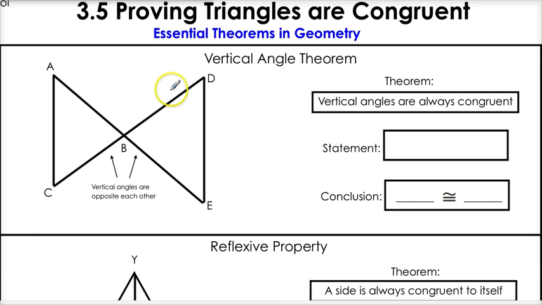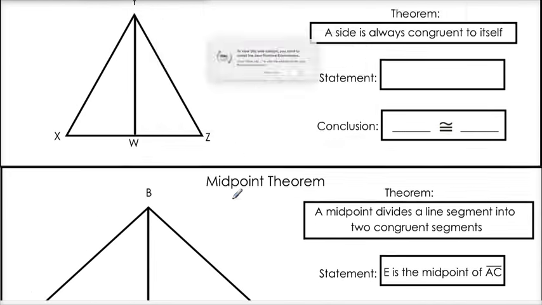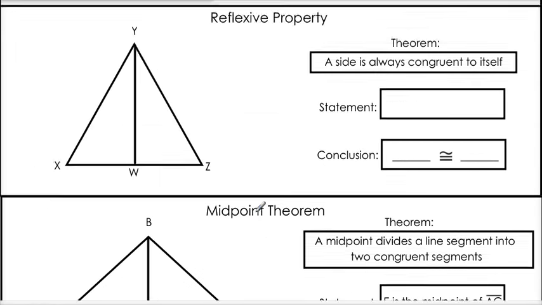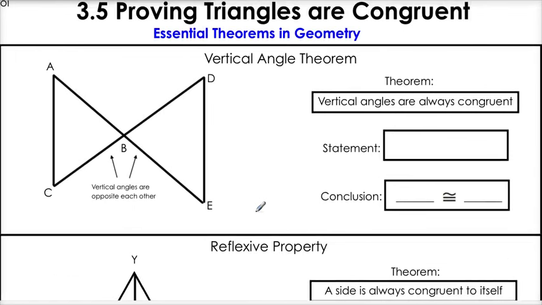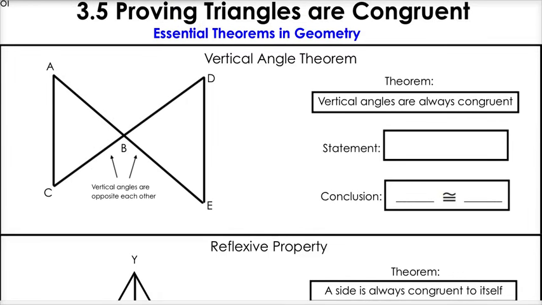So, what do you need to memorize? Well, these essential theorems in geometry, this is what we're going to refer back to a lot today. You have four right here: the vertical angle theorem, the reflexive property, the midpoint theorem, and the perpendicular angles theorem. These four theorems are essential to understand to make this lesson as easy as possible. I can't stress this enough. Memorize these four theorems, and this lesson will be super clear for you. All right, let's jump into it.